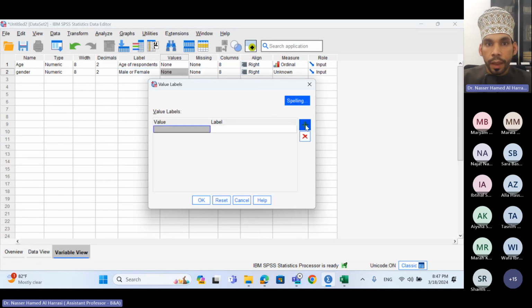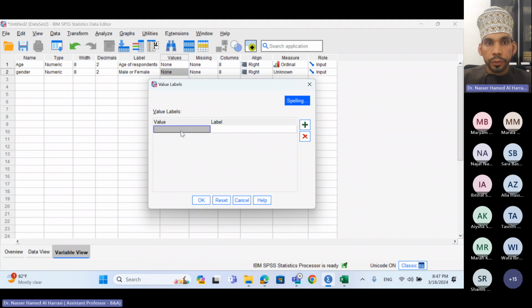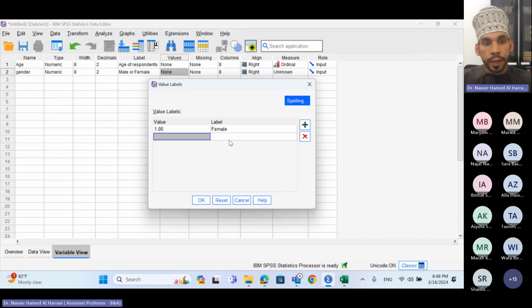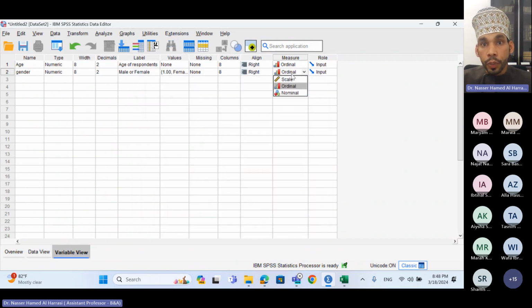Now, what I said there is the value. Value number 1 equals what in our Excel sheet? Anyone remember? Female. So we are going to write female. As long as we have done that, SPSS will understand that when we enter 1, we are referring to female. Then number 2 equals male. And then click OK.